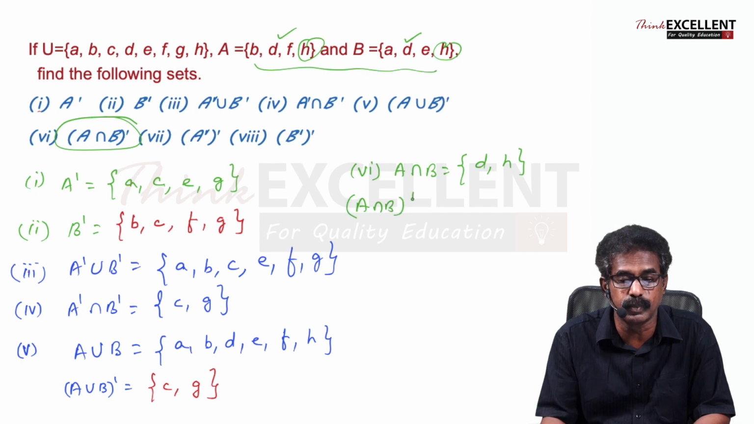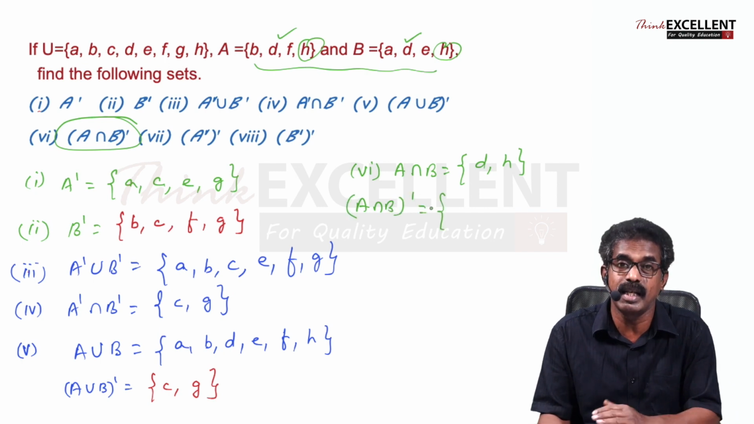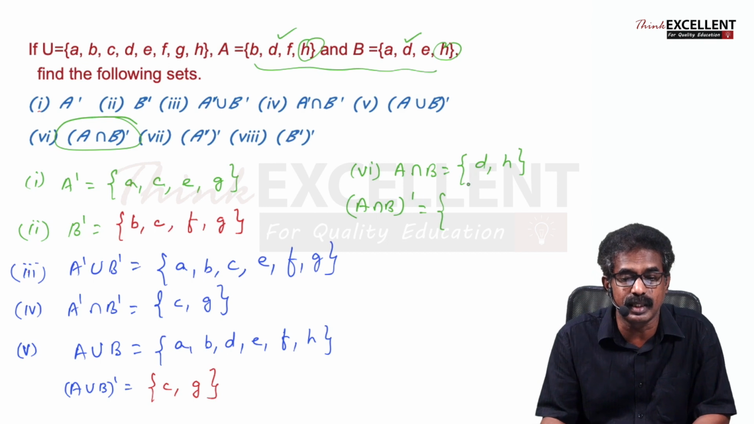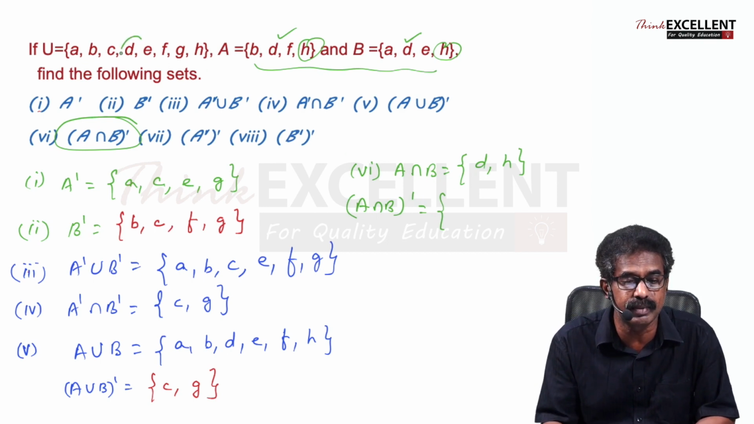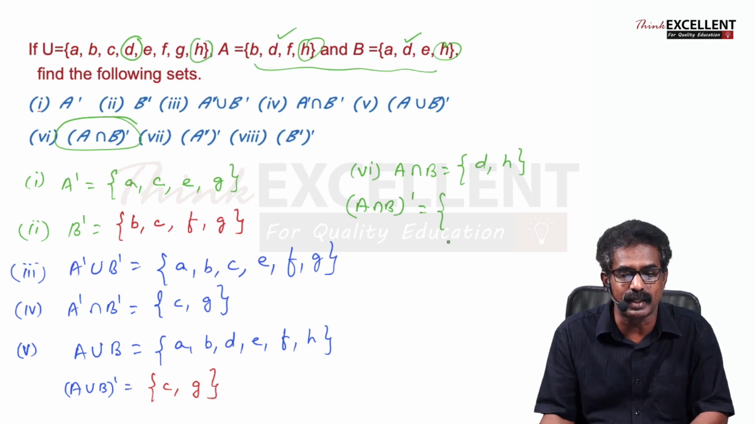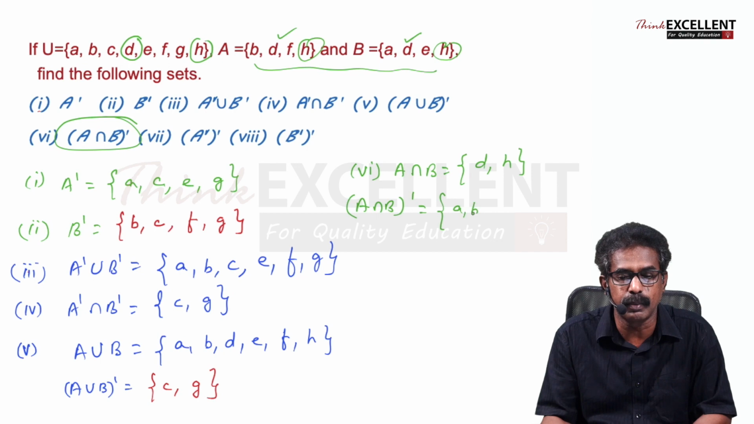What do you do? Elements not in A intersection B. But it should be in the universal set. So in the universal set, leave this D and H. Write all the remaining. What are the remaining? A, B, C, E, F, G. Hope you understood that. Okay, so that is A intersection B the whole dash.